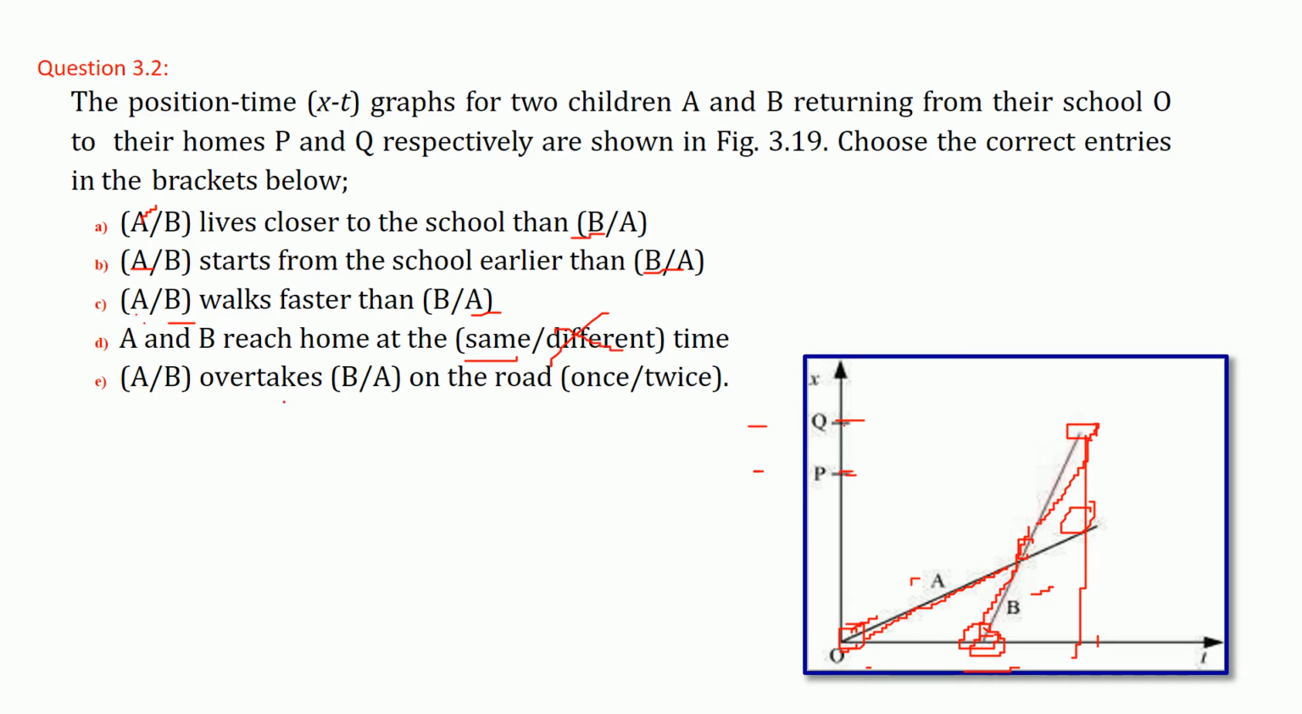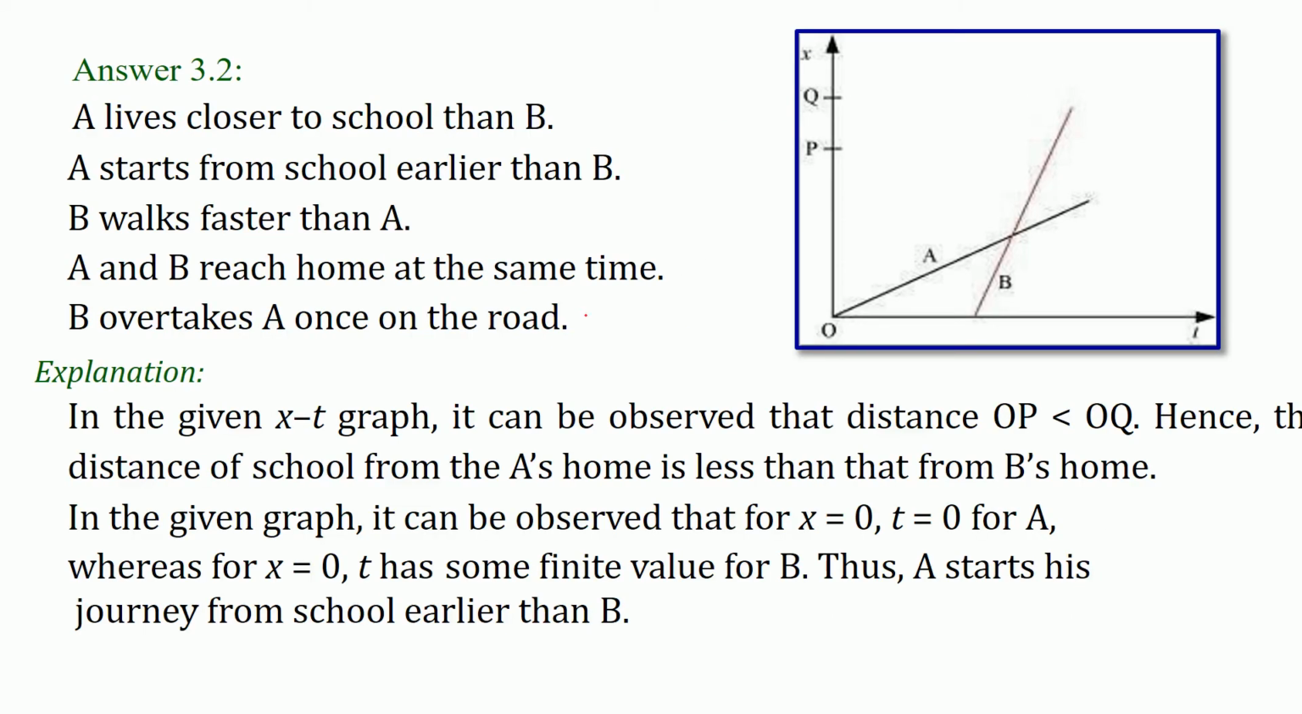A overtakes B on the road, or B overtakes A on the road? B overtakes A on the road because B is faster than A. So this is what is being discussed: A lives closer than B, A starts from school earlier than B, B walks faster than A, A and B reach at the same time, and B overtakes A once on the road. How many times are they meeting? They are just crossing once, so B is overtaking A once. After that, they reach their homes.